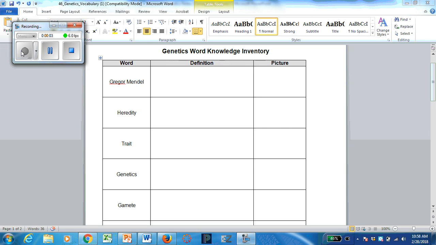Students, this is your quick podcast about some of the genetic vocabulary that you'll use throughout this unit. We're just going to simply write this down in the word inventory rather than give you some other note sheet. So just make sure you get your definitions and your pictures as you follow the podcast.